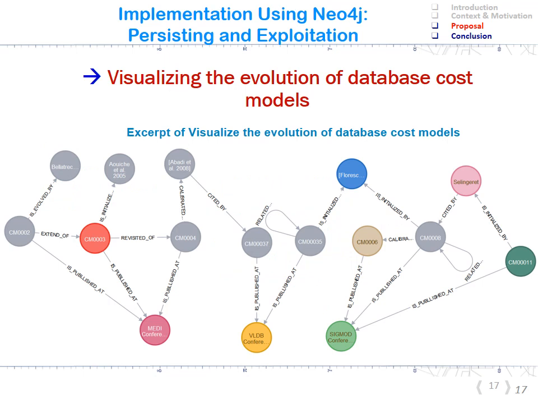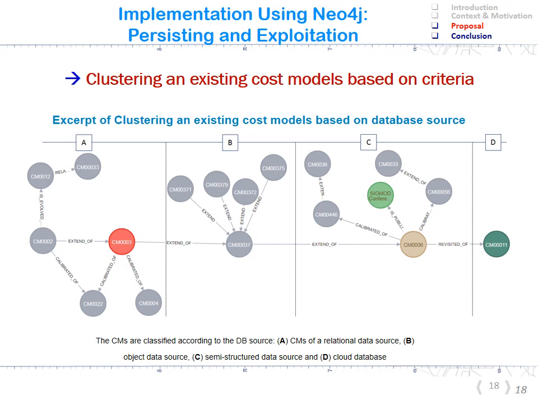This figure shows the group of cost model evolution history that contribute to the same research objective. These cost models contain information about versioning and its evolution with 5 kinds of relationship: cited, extended, used, revisited, and calibrated. We believe this will be a helpful tool to better understand the research trend and its evolution over time.